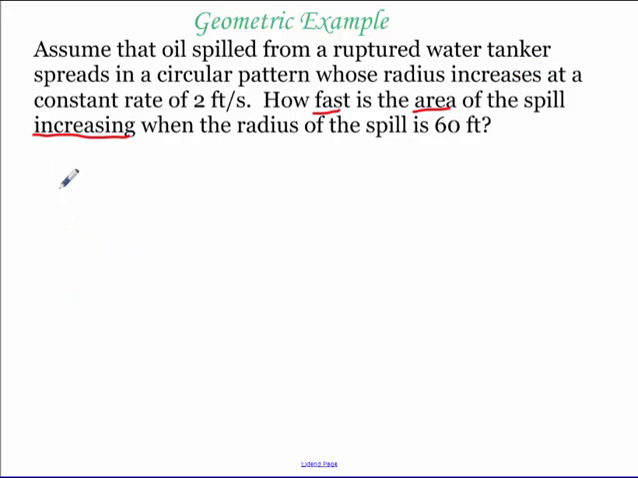Okay, so what do we have? We have oil spilling in a circular pattern with a certain radius. So an equation for what I'm trying to find my rate of is area. Area is pi r squared. Now let's talk about what we know.